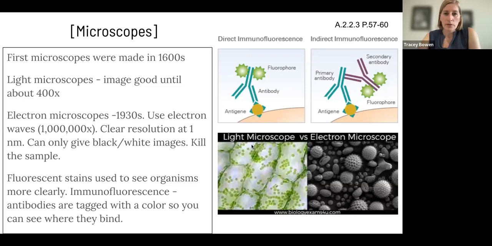But in light microscopes, we can use fluorescent tagging to see organisms more clearly. So in this case, immunofluorescence is where antibodies are tagged with a color, and so you can see where they're binding inside a cell.